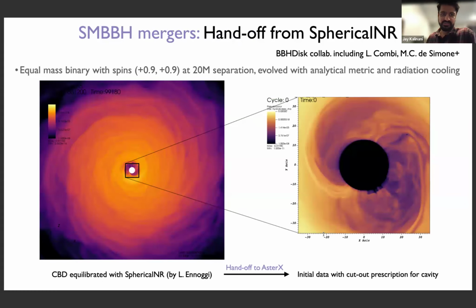At RIT, we're also interested in modeling the gas dynamics around supermassive binary black holes. As I mentioned earlier, there has been recent work by Lorenzo Noci, a graduate student of Manuela, who recently graduated. In his work, he developed a lot of thorns, or modules, to support this kind of simulation. And our team at RIT ported some of these modules from Carpet to CarpetX to handle what we call a handoff from spherical NR.